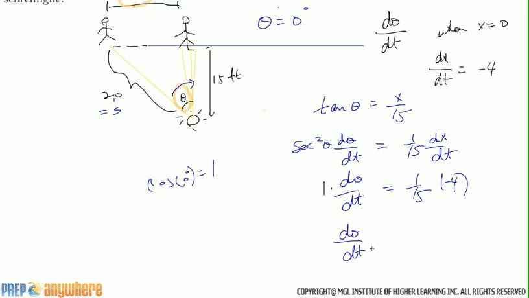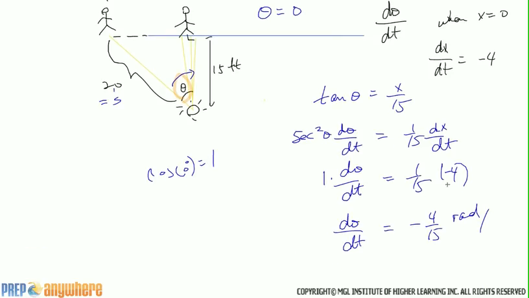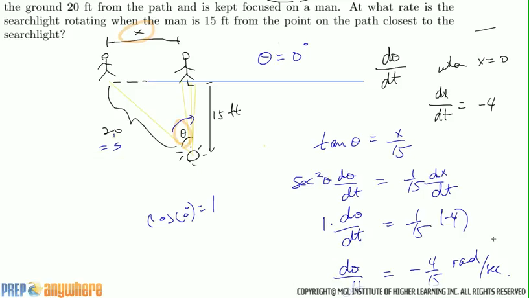So d theta over dt, at the moment when he approaches, is shrinking at 4 over 15 radians per, I think it was second, right? Yeah, per second. So it's actually radians. I should have said not degrees, but 0 radians here, and I should have said radians here. But 0 radians and 0 degrees are the same.